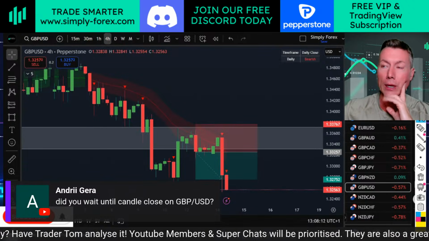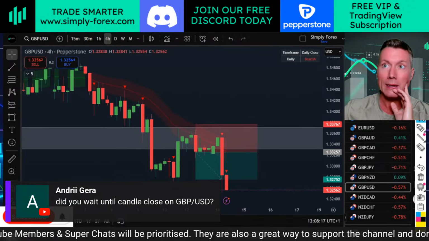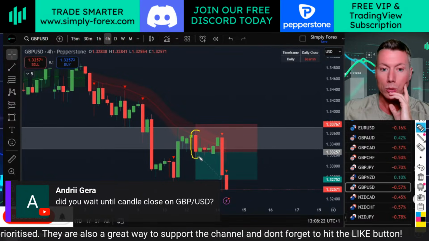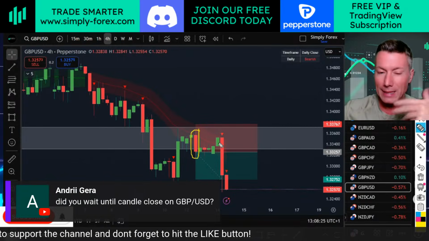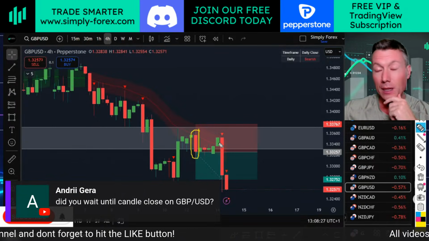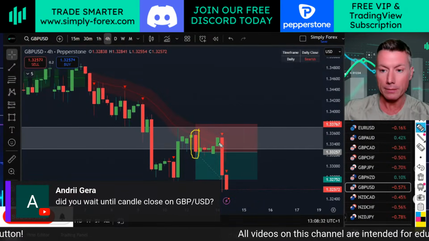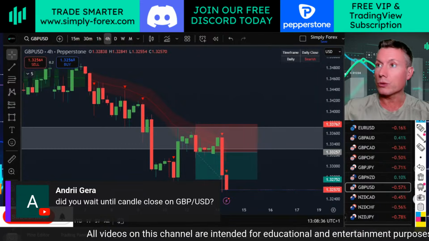Pound US dollar. Andre asked, did you wait until the candle closed on pound US dollar? Yes, I did. I waited for this candle to close to show me sellers were in control, right? I need to see that, okay? Sometimes I will enter aggressively, but not when using the indicator. So yeah, we wait for the candle to form.